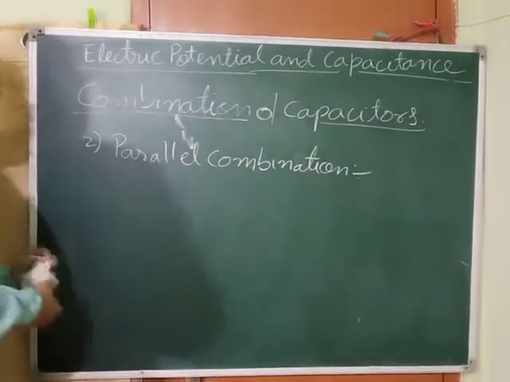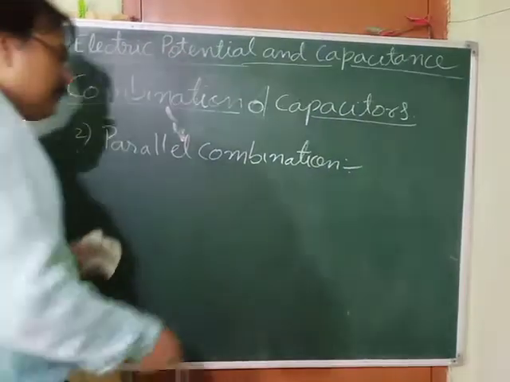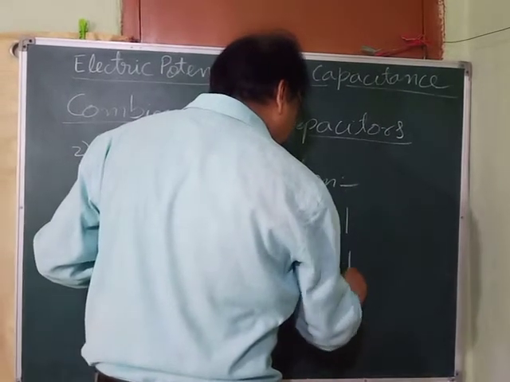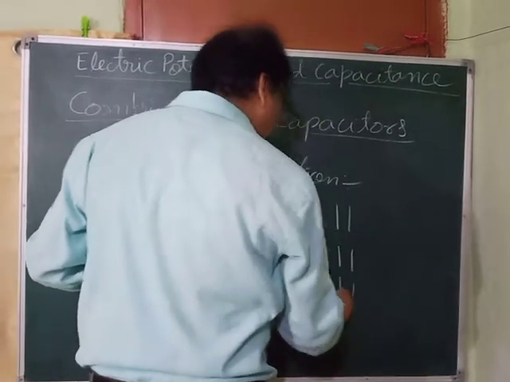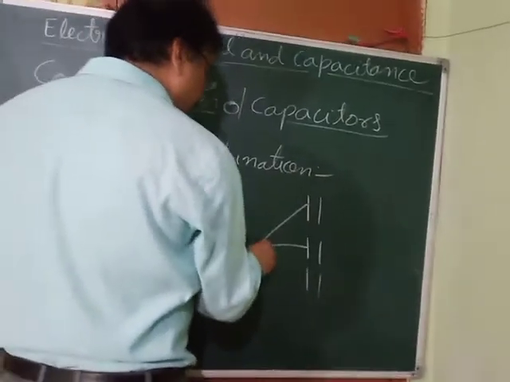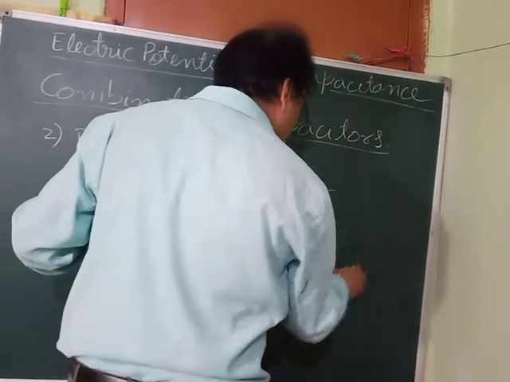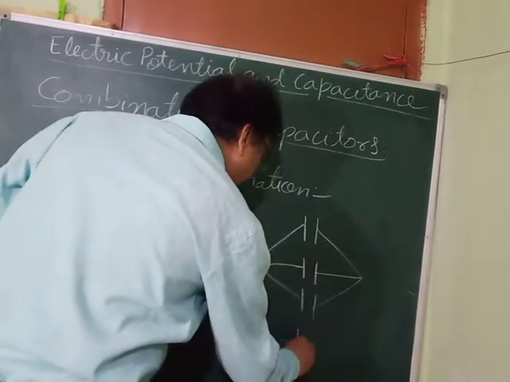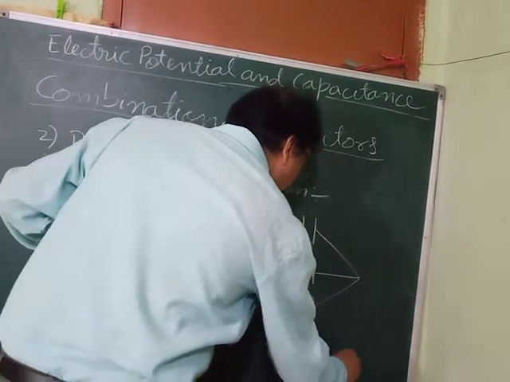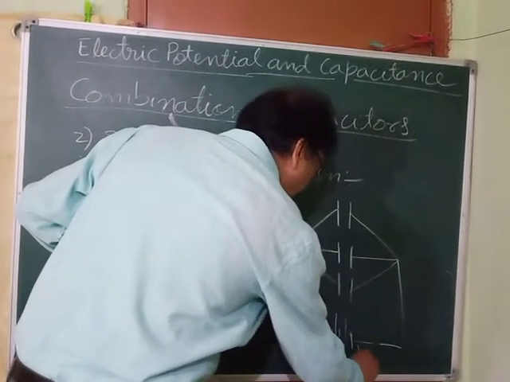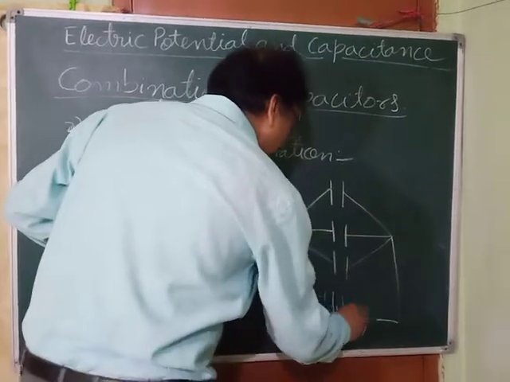What is parallel combination? Before defining, let me draw the diagram so that I can tell you. This is here, and this is here, and these are connected to a potential difference source having potential difference V. This is positive, this is negative.